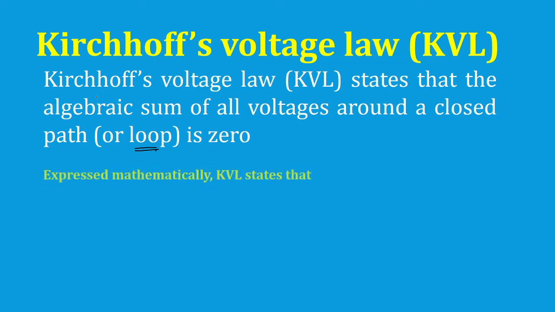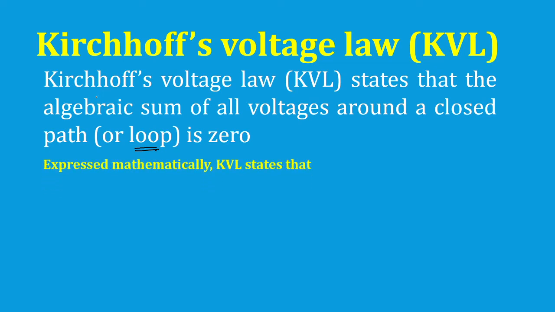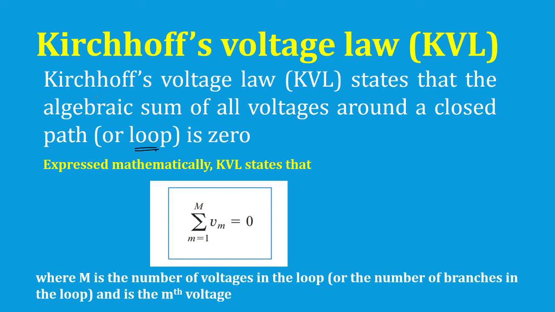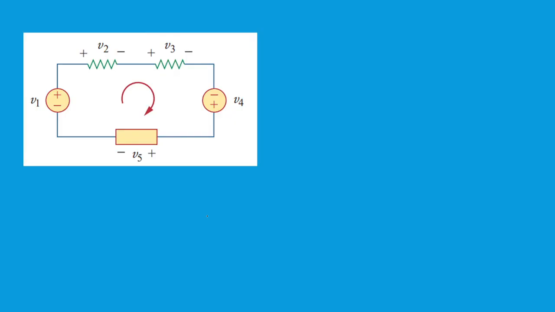Expressed mathematically, KVL states that sigma Vm is equal to 0, with m going from 1 to M, where capital M is the number of voltages in the loop, and Vm is the mth voltage.